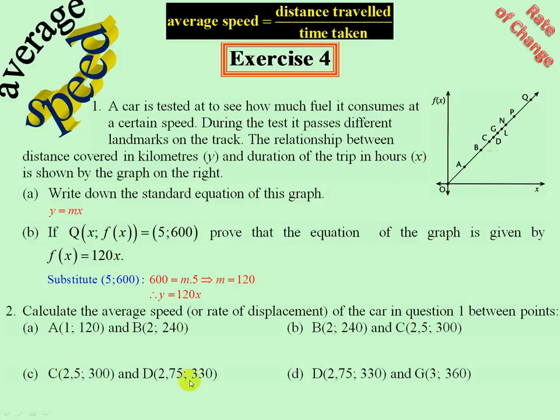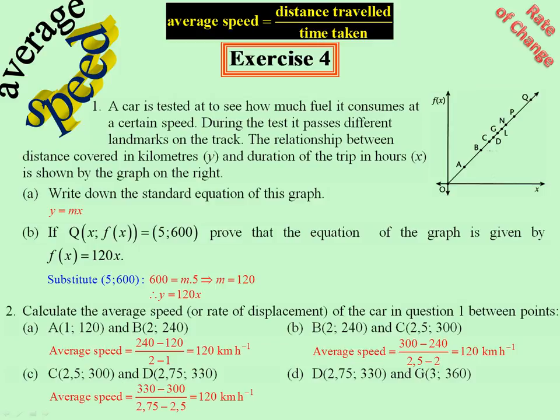Average speed: in each case I'm going to subtract the y's, subtract the x's, and divide. They're all off this graph, and so they have to be equal because it's a straight line, and the gradient of this graph gives the rate of change, and it's a constant rate of change, and average speed is rate of change.